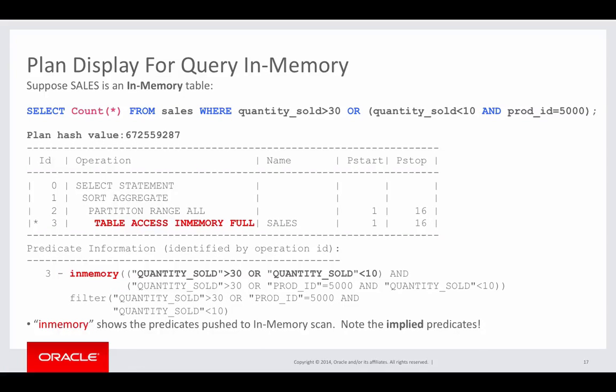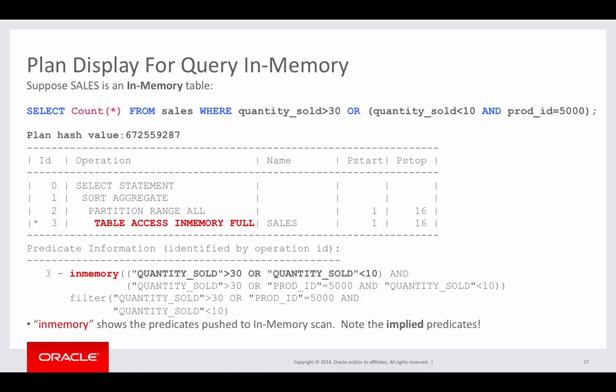Now, if the sales table was marked in memory, how would the execution plan differ? Well, first, if we look at the plan itself, you'll see that the access method has changed. We're now doing table access in memory full. So that's the first change. We're going to access some or all of the data from the sales table from the in-memory column store. But if we look under the execution plan, what you'll actually see is that there are additional predicates being passed to the scan in the in-memory column store versus on the Exadata storage. And these are the implied predicates.